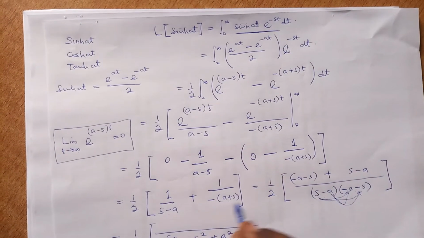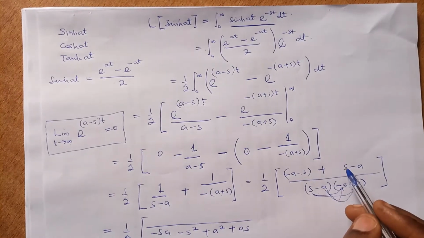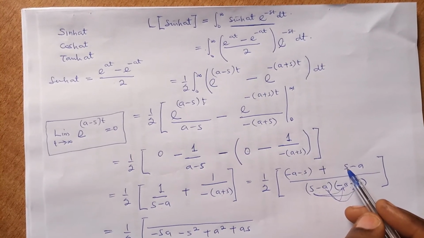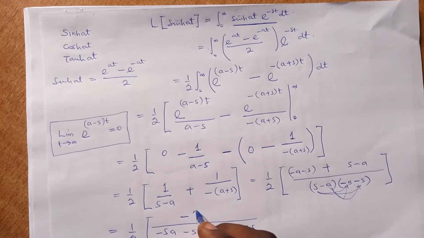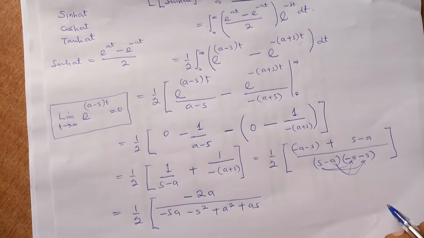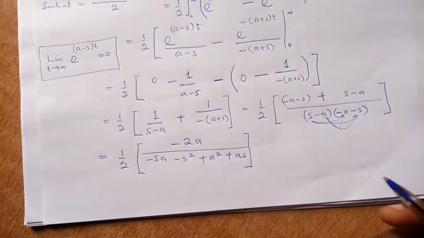So let's undo the top now. You will see now that this and this, they will give us 0. And this will give us minus 2a. Look at that. Will give us minus 2a. So let's close the bracket now. And look at this one again.